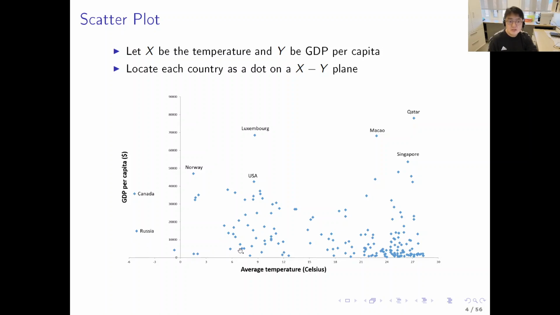There are 183 points, dots, on this plot, and each dot represents a country, right? So the horizontal variable is temperature. So the coldest countries are here, and the hottest countries are here. Canada and Russia are here, and Norway, Luxembourg, Macau, Qatar. Those countries are the richest countries. The higher, the richer; to the right is hotter, to the left is colder, right?